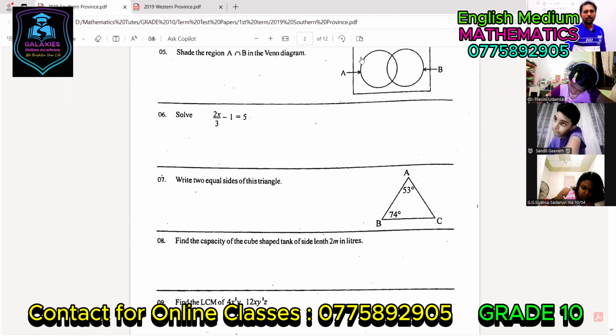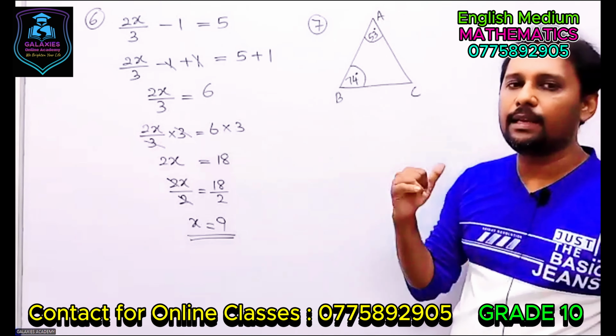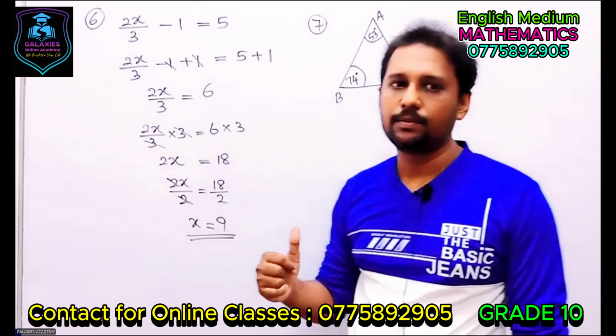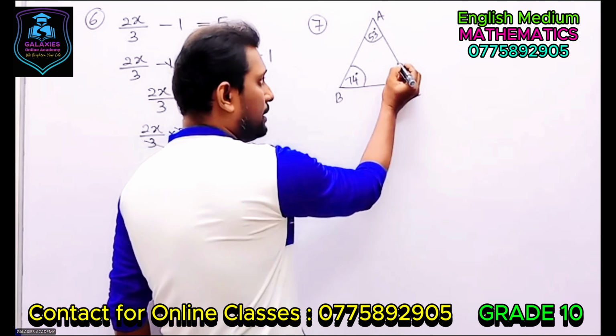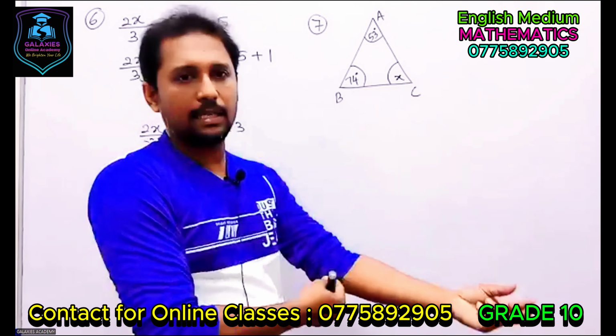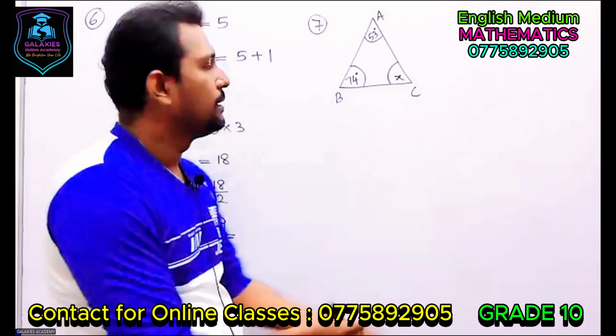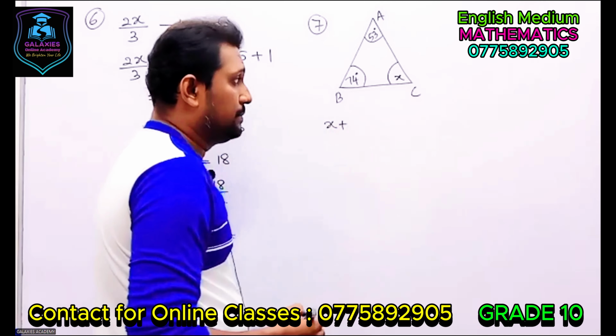Before finding the equal sides, you have to find the remaining angle of this triangle, no? Right? Consider this angle is x. I can find the magnitude of x quickly. How can you find it? You can apply the theorem.